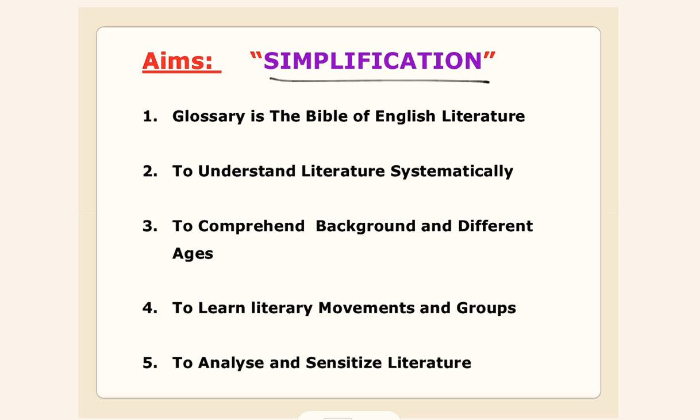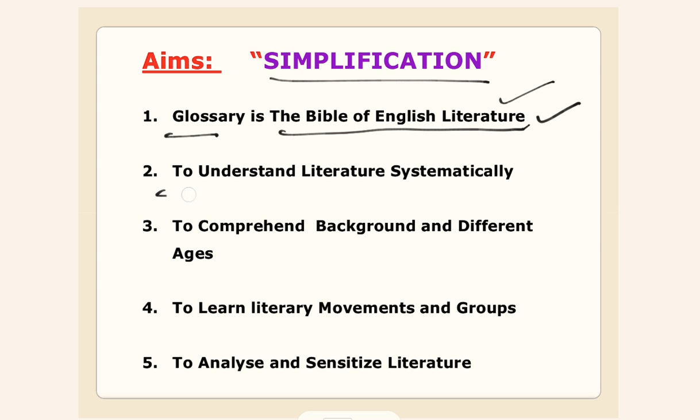Actually, the book is printed in alphabetical order, so here I have simplified it. Before that, I would like to inform you of my aims regarding this book. This glossary book is the Bible of English literature. Most professors consider this book the Bible. Why? Because for literature students and literary lovers, most of the concepts regarding literature have been discussed and tried to convey the idea of literature. That's why this book is known as the Bible of English literature.